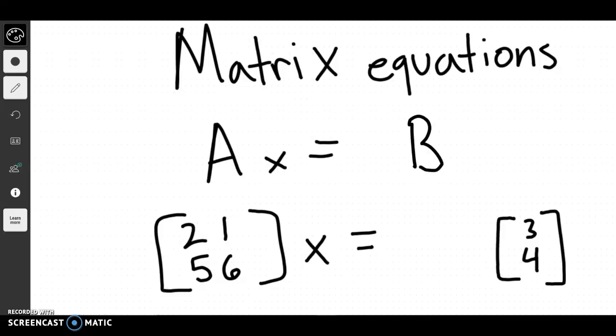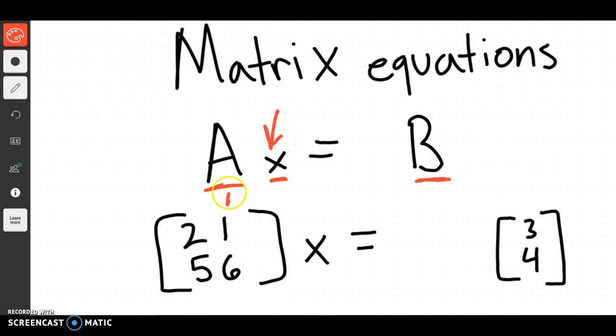Okay, so today we're going to deal with matrix equations. And the idea behind matrix equations is kind of what we have on the bottom here. So let's say we have some matrix A times some matrix X that we don't know what it is, and we want it to equal some matrix B. And we want to find matrix X.